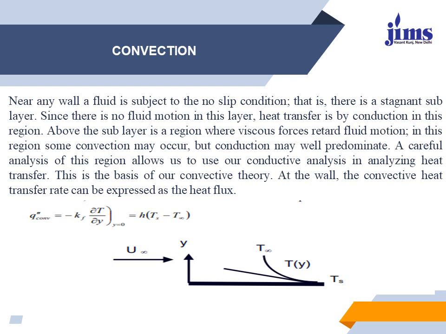And at the wall, the convective heat transfer can be represented by the formula: Q convection is equal to minus k_f del T by del y at y equal to 0, which is equal to h multiplied by (Ts minus T infinity). Or we can say at the junction point of the plate there is a no slip condition.